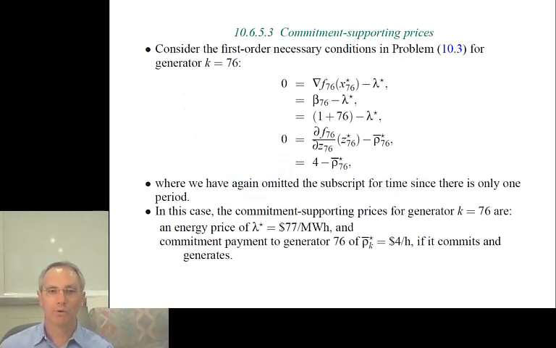How about commitment supporting prices? If we consider the first order necessary conditions in problem 10.3 for generator 76, we find that lambda star should be equal to 77. Furthermore, rho 76 overline star should be equal to 4. So in this case, the commitment supporting price for generator 76 is an energy price of $77 a megawatt hour and a commitment payment to generator 76 of $4 per hour if it commits and generates.